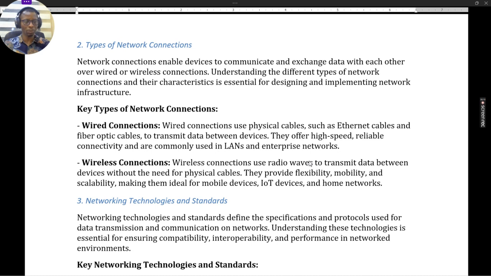It has provided flexibility, mobility, scalability. Easily you can maybe connect 10 phones to a hotspot, without having to do the hectic work of connecting cables, looking for adapters or something. It's done seamlessly. So that's one of the beauties of wireless technology.